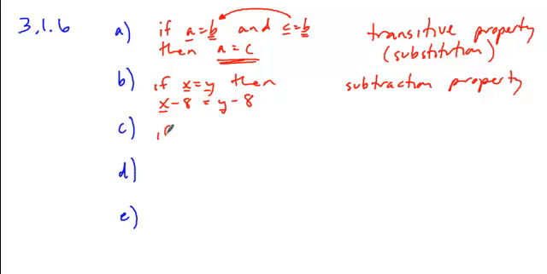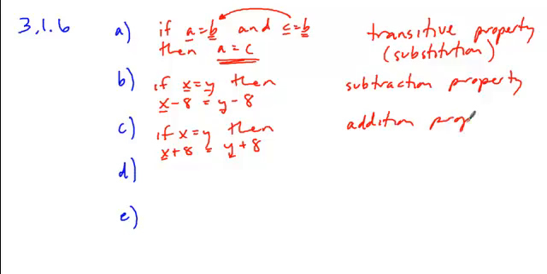C, you start with x equal to y, but this time you add 8 to both sides. So again, if you started with the equation x equals y and add 8 to one side, you can balance the equation by adding it to the other side as well. That's an example of the addition property.